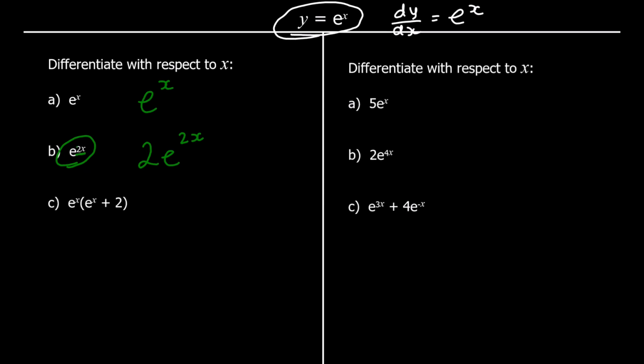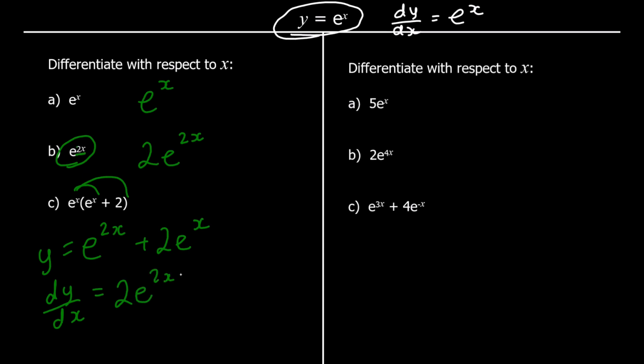And this last one, we have to expand the bracket first before we can differentiate. e to the power of x times e to the power of x. When we multiply indices, we add the powers. That's e to the power of 2x. And then we've got 2e^x. So that's what we're differentiating. So our gradient function, e to the power of 2x differentiated is 2e^(2x), timesing by this constant. And 2e^x differentiated is 2e^x.